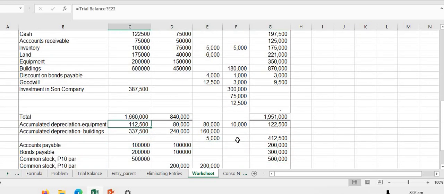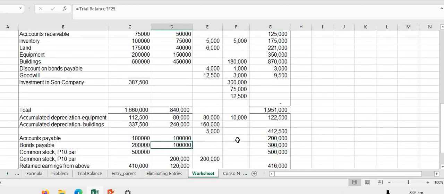We have here accumulated depreciation, equipment, no? So that's actually 112,500 plus 80,000, minus 80,000 plus 10,000. That's actually 122,500. Okay? So yung buildings natin, 337,500 plus 240,000 less 160 less 5,000, actually 412,500. Okay? Yung accounts payable natin, that's actually 100,000 plus 100,000, that's 200,000.